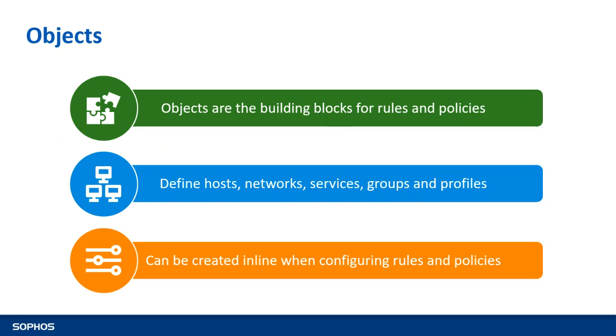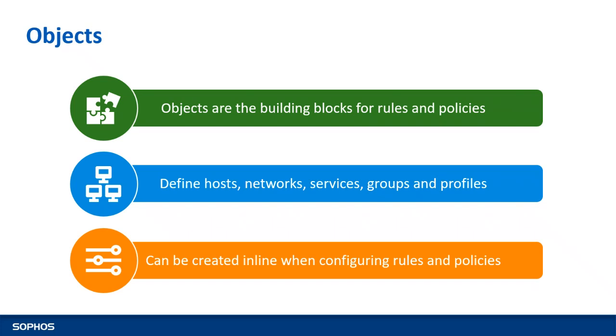The objects can be created and edited in advance, but they can also be created inline when configuring protection features. This means you don't have to navigate outside of what you are setting up to create an object, because you will have the option to create it wherever you need it. There are two categories of objects: hosts and services, and profiles.